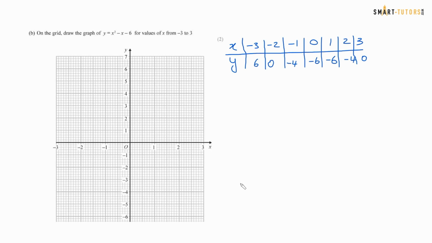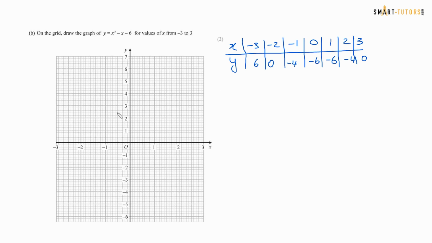Question number 5b. On the grid, draw the graph of y equals x squared minus x minus 6 for the values of x from minus 3 to 3. So we already prepared the table and found the coordinates from part A. I copied the table here. So now I'm going to draw the quadratic graph.